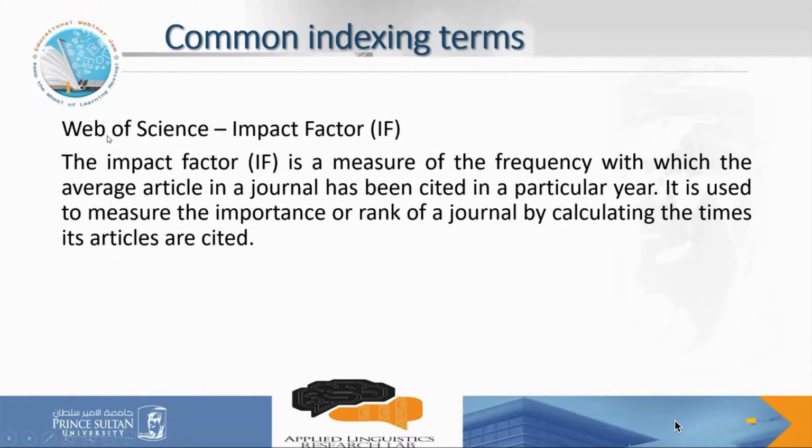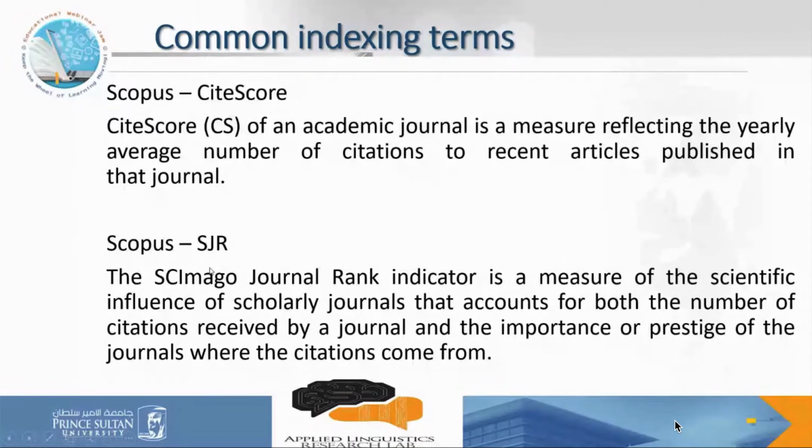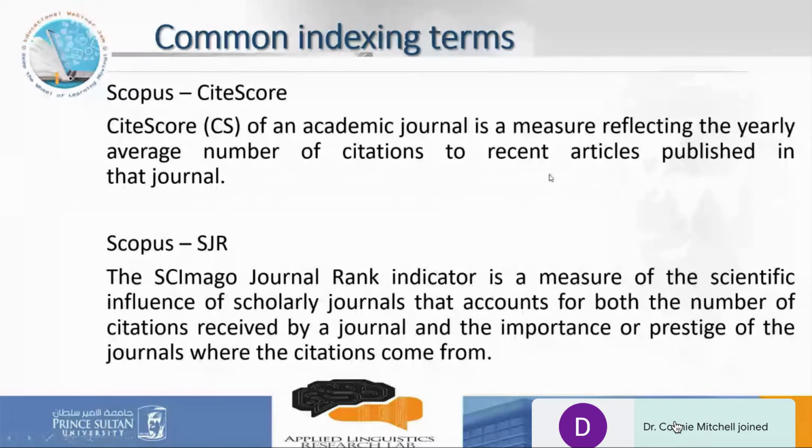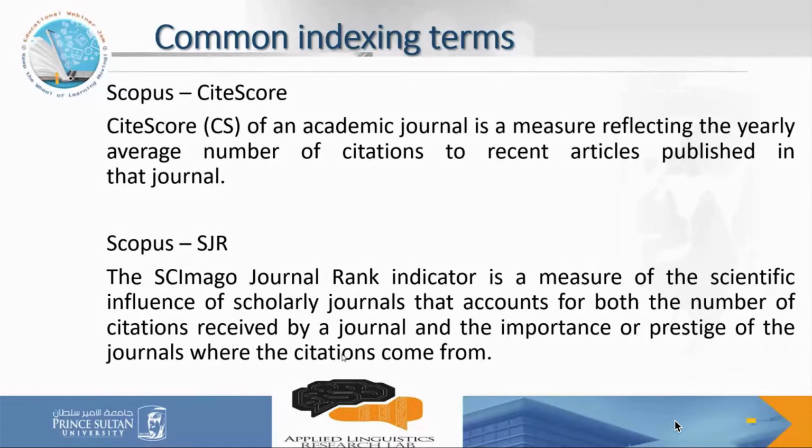Impact factor is very much related to Web of Science. Site score and SGR are related to Scopus. And site score of an academic journal is a measure reflecting the yearly average number of citations, again, to recent articles. So journals that are published in Scopus, they will have a site score. And you will see that, again, an example in a minute. And also they have SGR, which is another measure of scientific influence of, again, the journal.